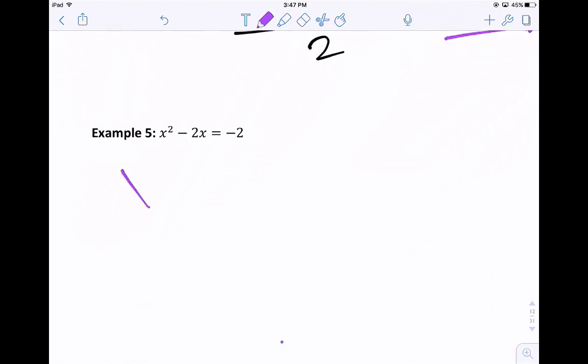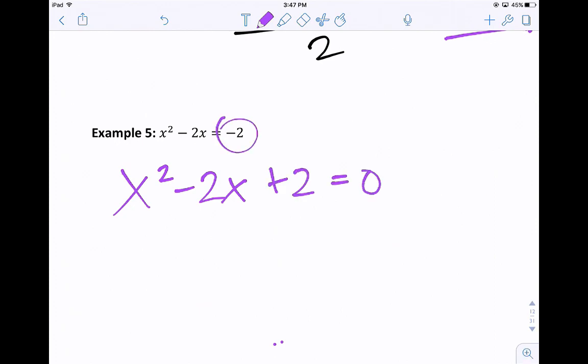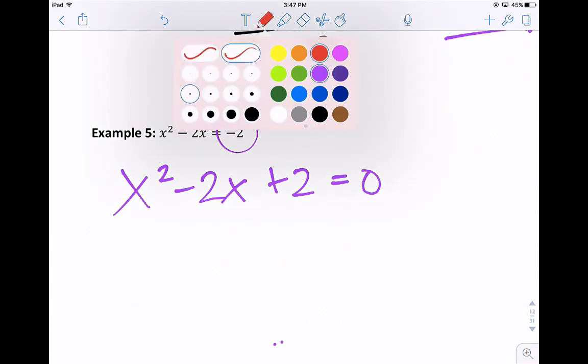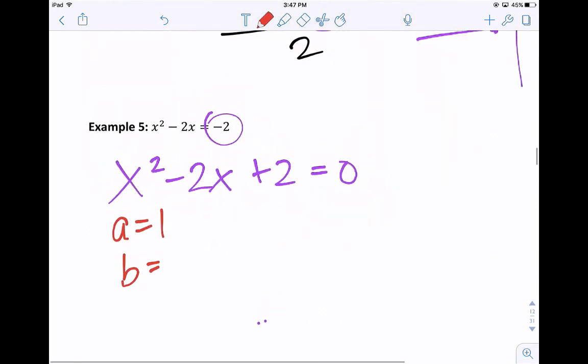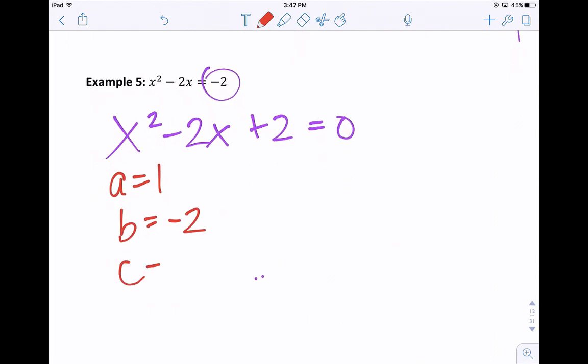Get it in standard form. So we have x squared minus 2x. And here you have the minus 2. I'm going to add 2 to each side so that we have 0 on one side. Okay, so I added 2 to each side. Let's find A, B, and C. A is 1, B is negative 2, C is 2.